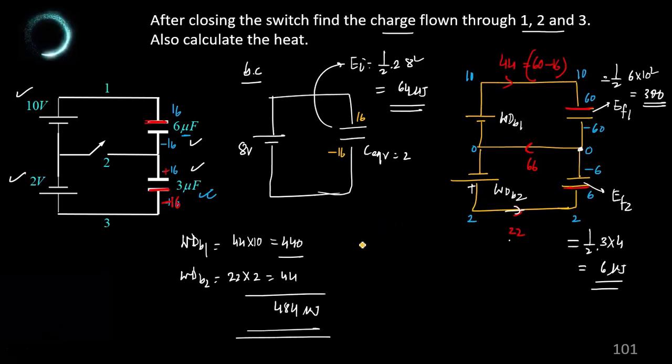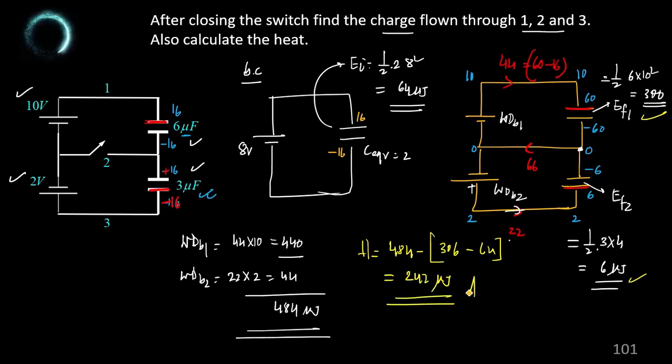Correspondingly, what you can calculate is the heat. So what is that heat? Heat can be written as work done by the battery, 484, minus the difference of final energy, which is 300 plus 6, 306, and initial energy 64. If I simplify this, the number comes to 242 microjoule. So that will be your final answer. So you can calculate the heat once the circuit is closed, and also the total work done by the battery for the individual two batteries. This is how you have to solve this type of problem.